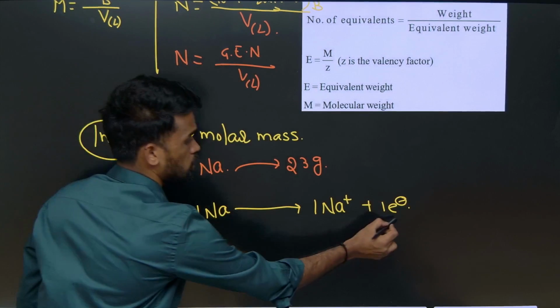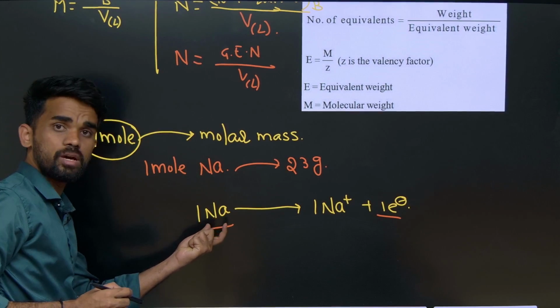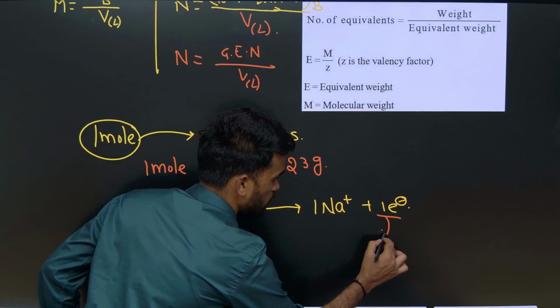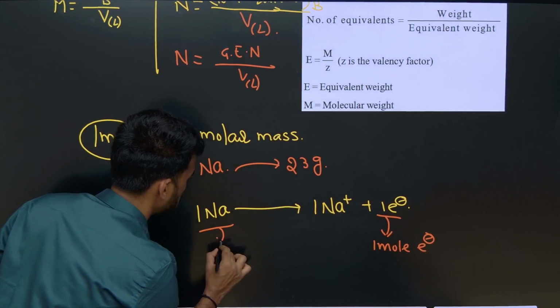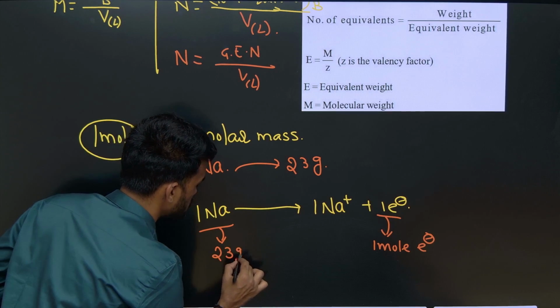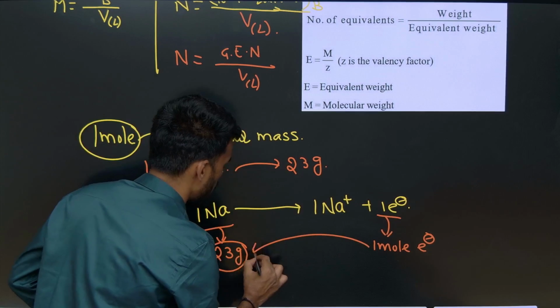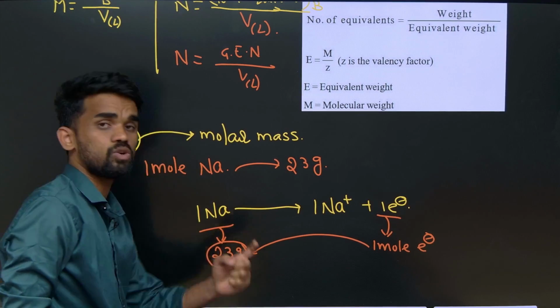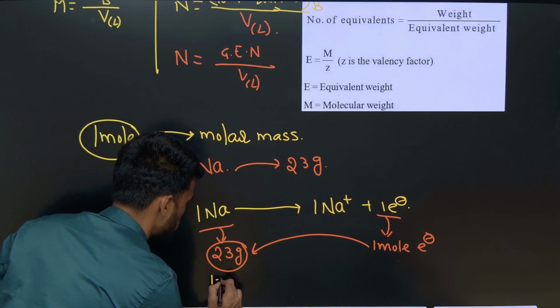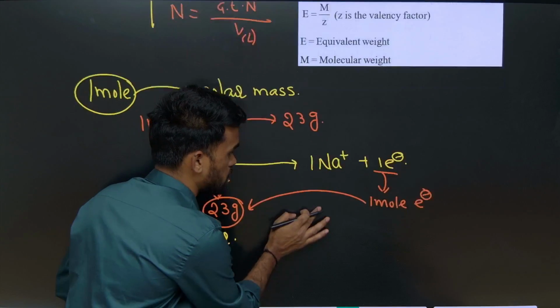So for 1 electron, how much of this sodium is consumed? It means for every 1 mole of electrons, 23 grams of this substance is combined or involved in the reaction, right? So these 23 grams is now considered as 1 equivalent. I hope this is a little bit clear. If you see a few more examples, it will be more clear.